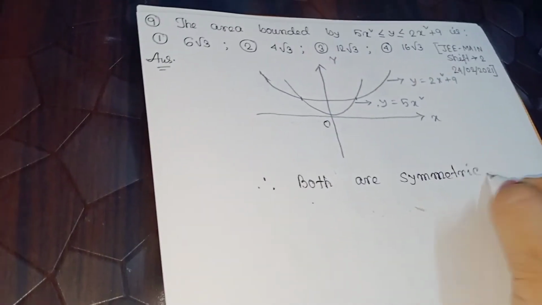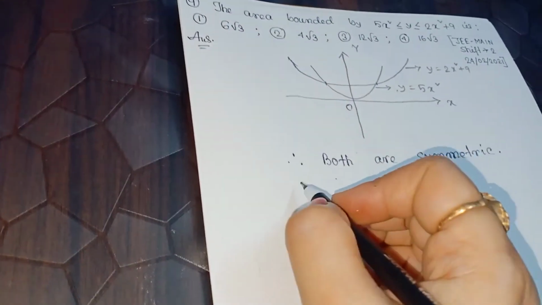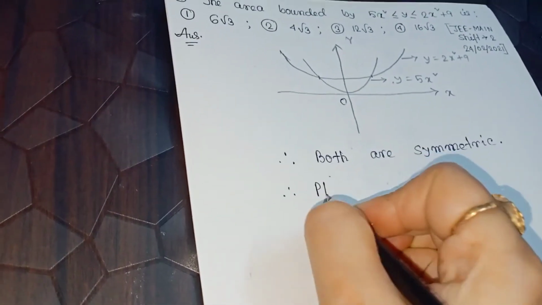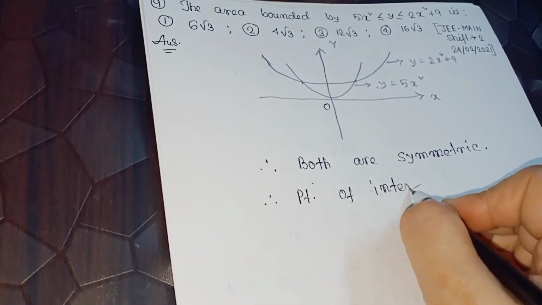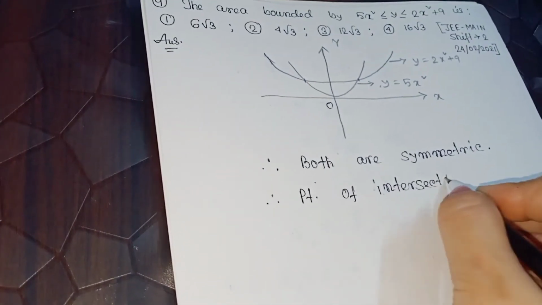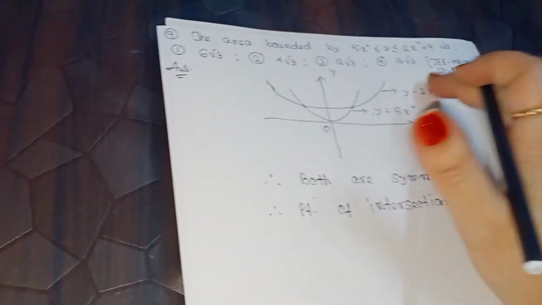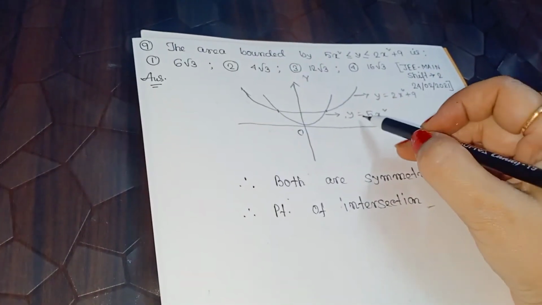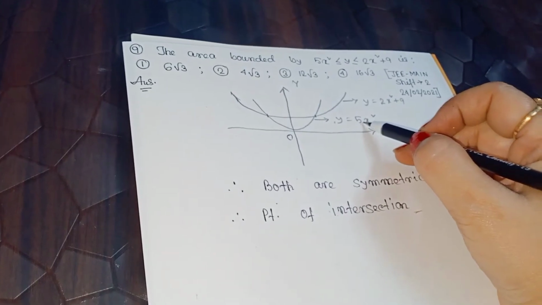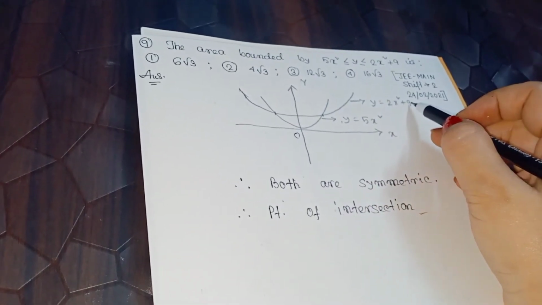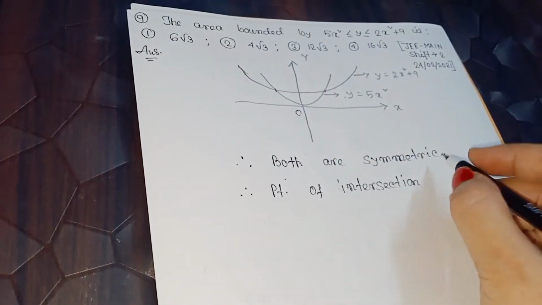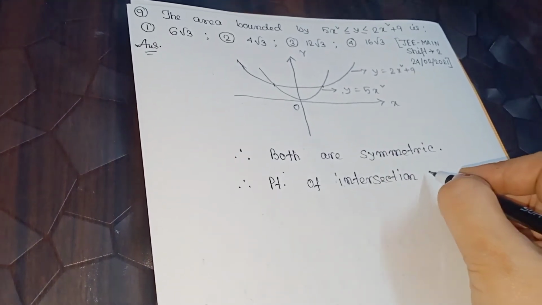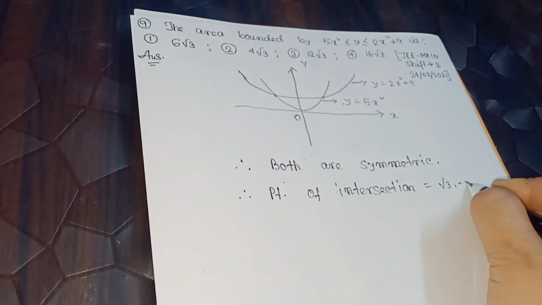Both are symmetric. Secondly, therefore the point of intersection we should calculate after solving these two equations. Comparing them, we get 5x square is equal to 2x square plus 3. So 3x square is equal to 3, therefore x is equal to 1, and therefore the point is root 3 comma minus root 3.